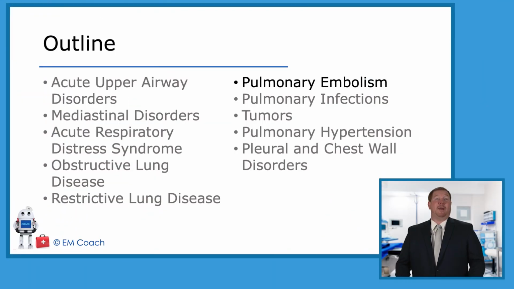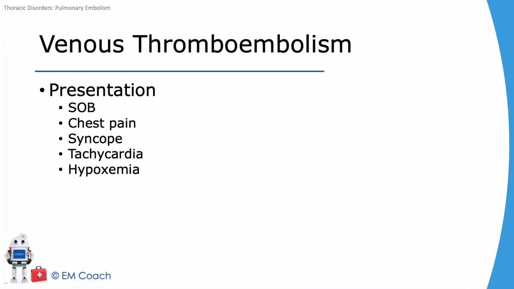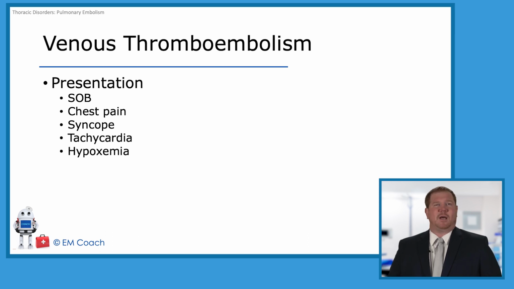So let's move on to pulmonary embolism. Venous thromboembolism is where we're going to start, and they're going to present pretty similarly to anyone who has an embolism into the pulmonary vasculature, whatever that embolism may be, in this case a thromboembolism. So they'll have shortness of breath, some chest pain, they can syncopize. It's not all that common, but on occasion it happens.